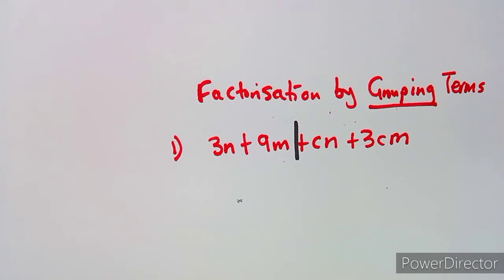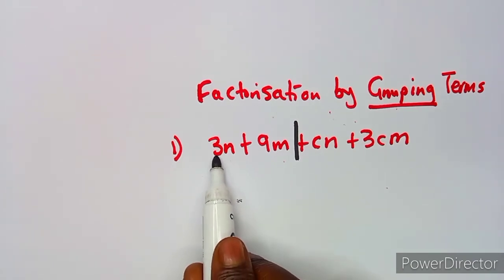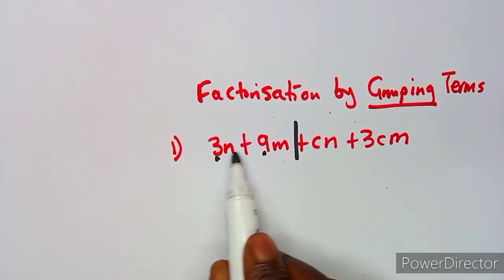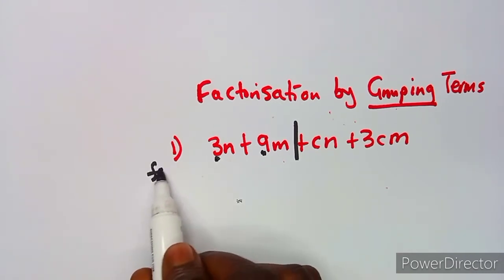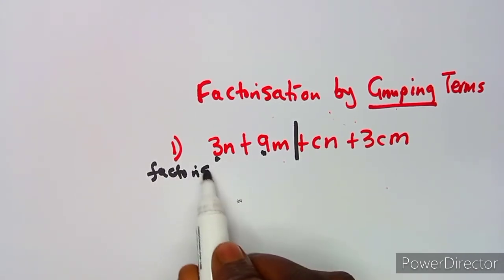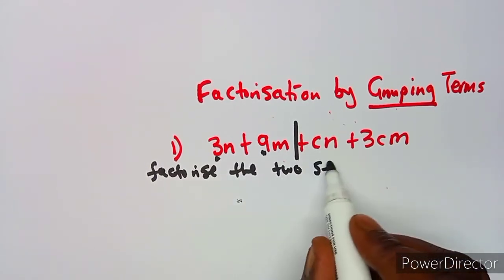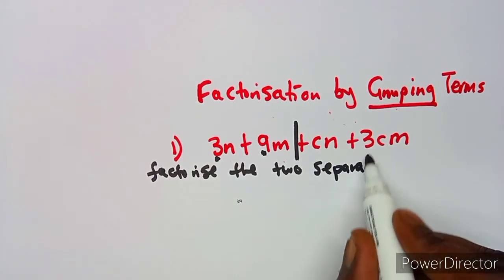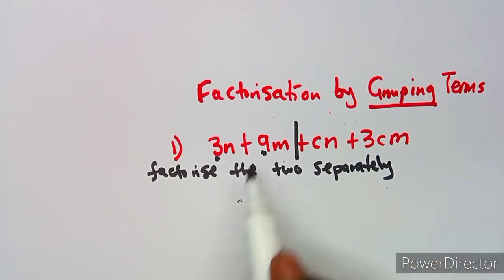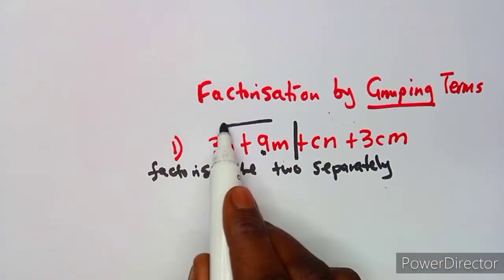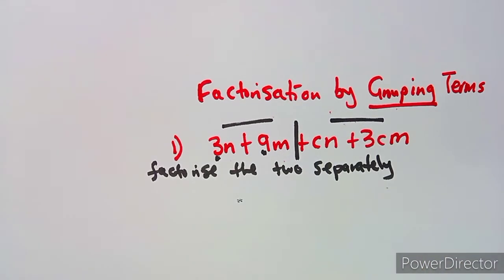So grouping can still work, because it's all about grouping into 2, where now we can factor out what is common between 3 and 9. So you factorize the 2 separately. That is, you have grouped into 2. So this part you're going to factorize separately, this part separately.